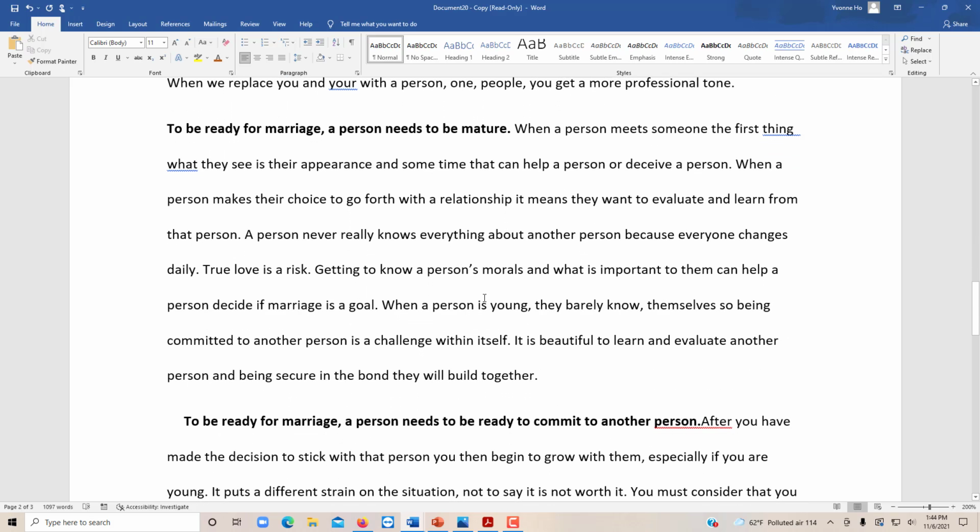And then here you have the second paragraph: to be ready for marriage, a person needs to be mature. And so that's how I changed all the "you" and the "your" into "a person," because that makes it sound a lot more professional. So if you have a lot of "you" and "your" in your paper, replace it with "a person," and then your paper will sound a lot more professional.